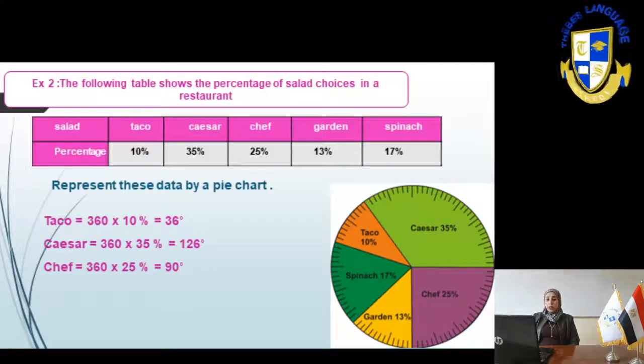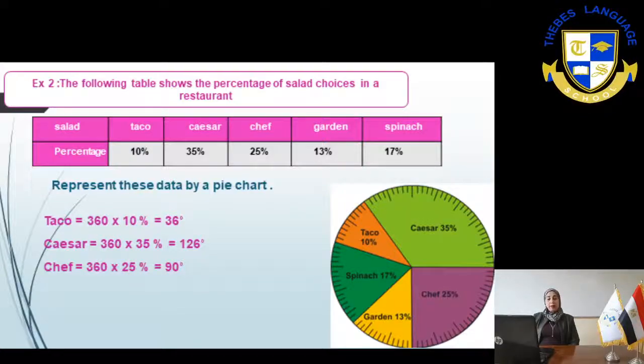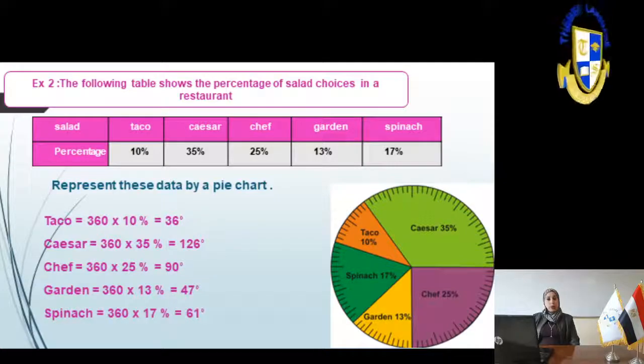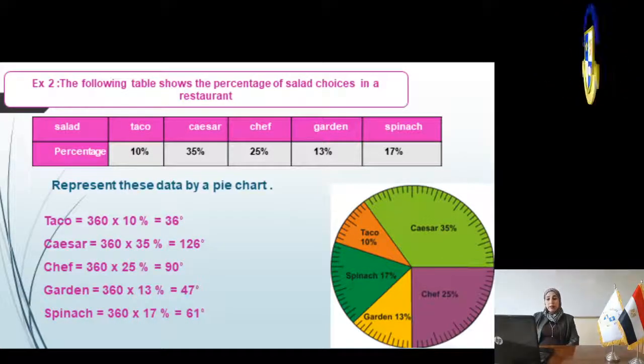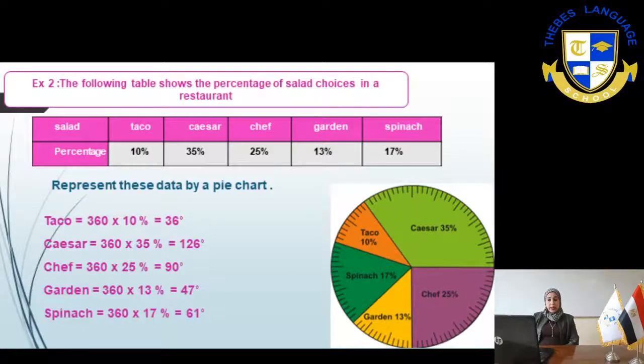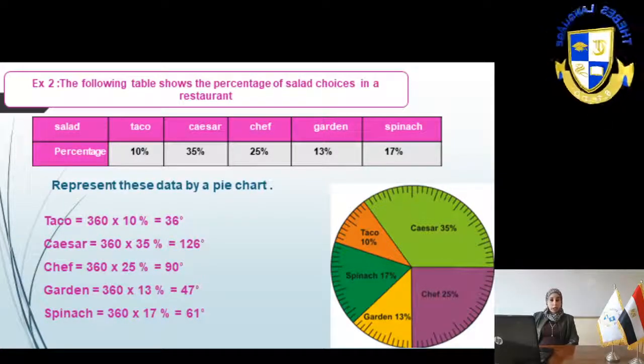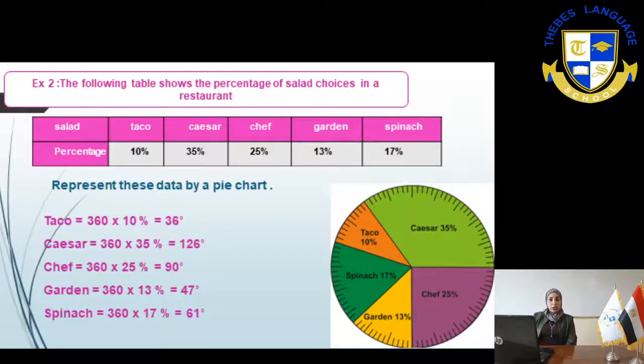After that, chef will be 360 multiplied by 25%, equals 90 degrees, and so on. Garden will be 360 times 13%, equals 47 degrees, and the last one, Spanish, is 360 multiplied by 17%, equals 61 degrees. If you want to check your answer, you could add these degrees together. If you add 36 plus 126 plus 90 plus 47 plus 61, it will give you 360 degrees exactly.